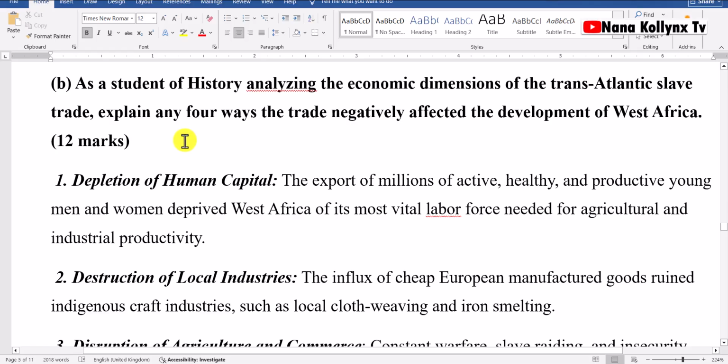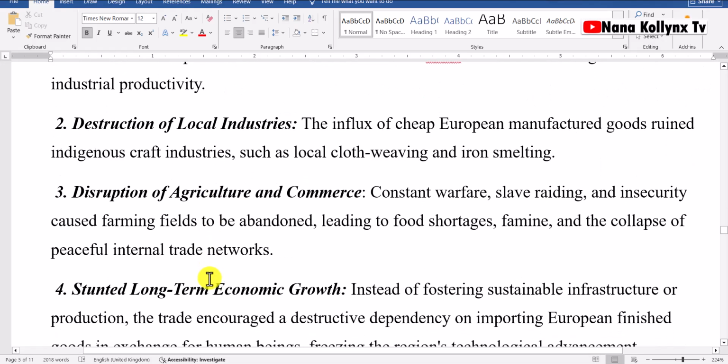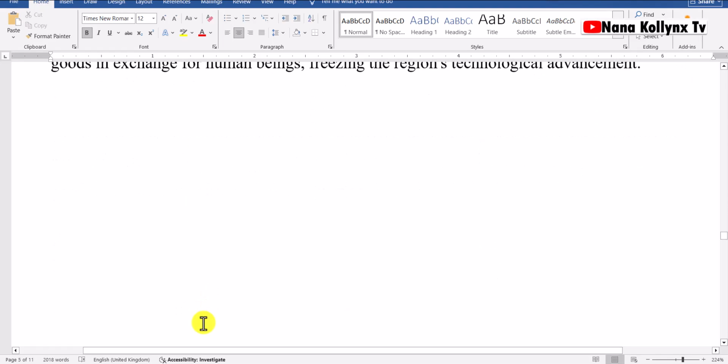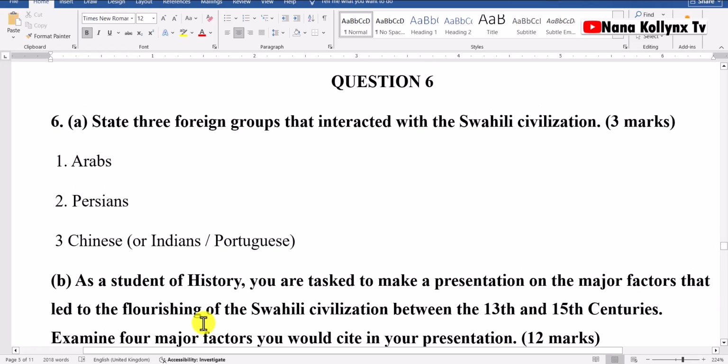Student of history analyzing the economic dimension of the slave trade. They are here. Interesting. Let's take a look at this one. All these are economic dimensions. Then question number 6. State any 3 foreign groups that interacted with Swahili. They are here.